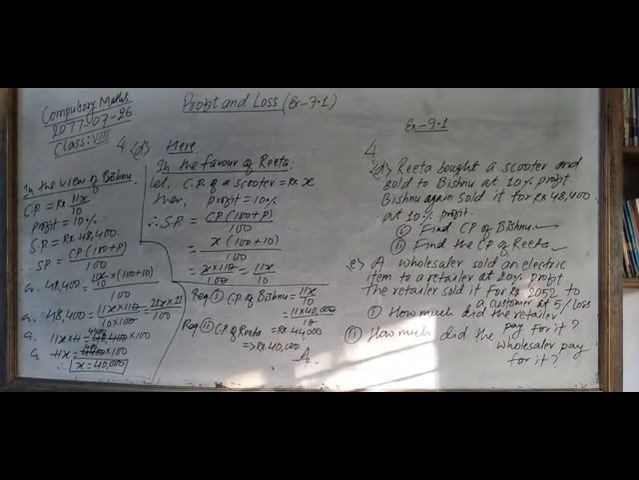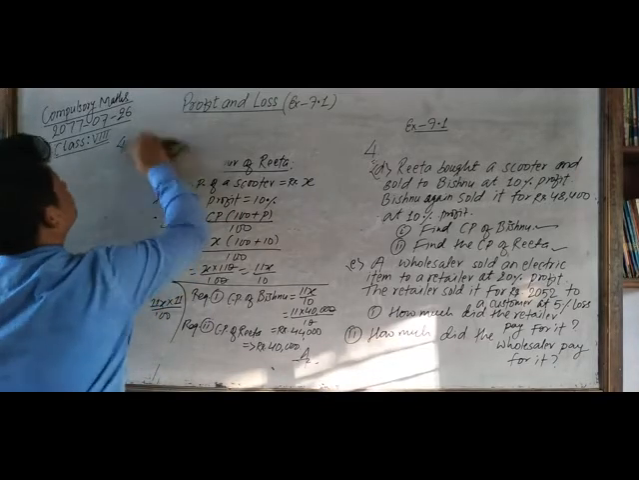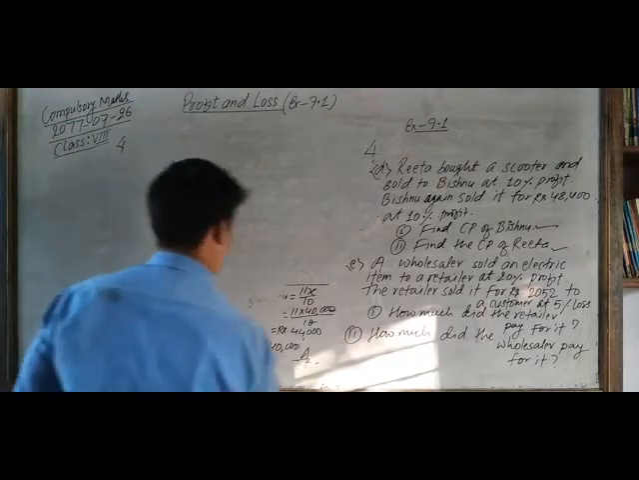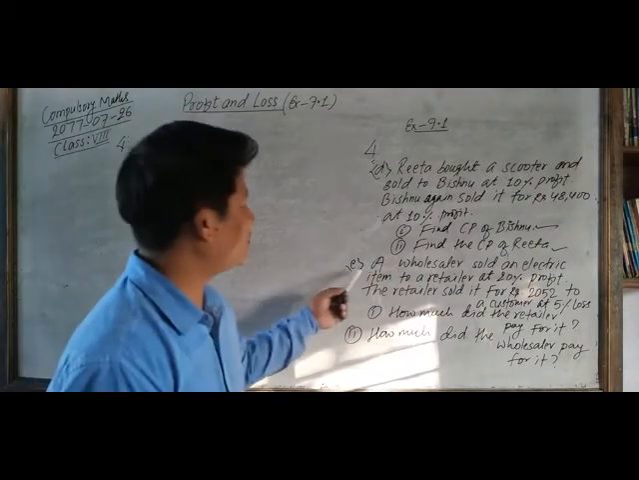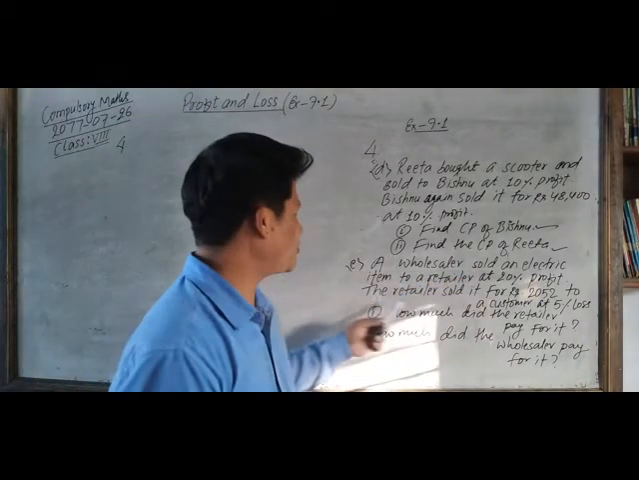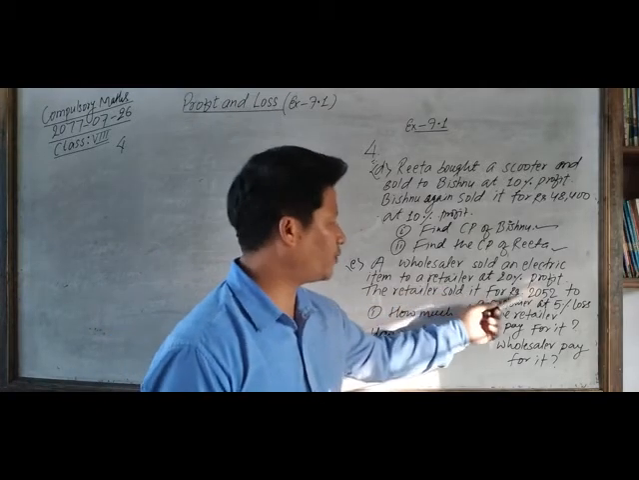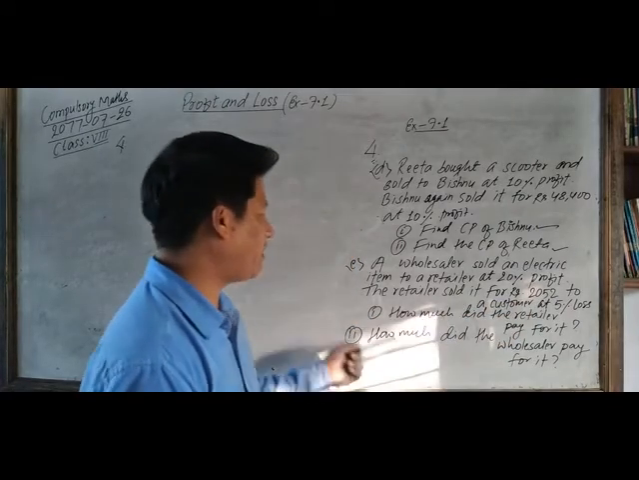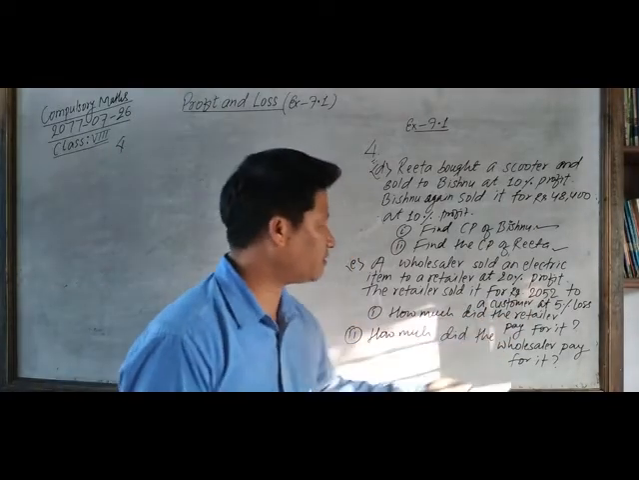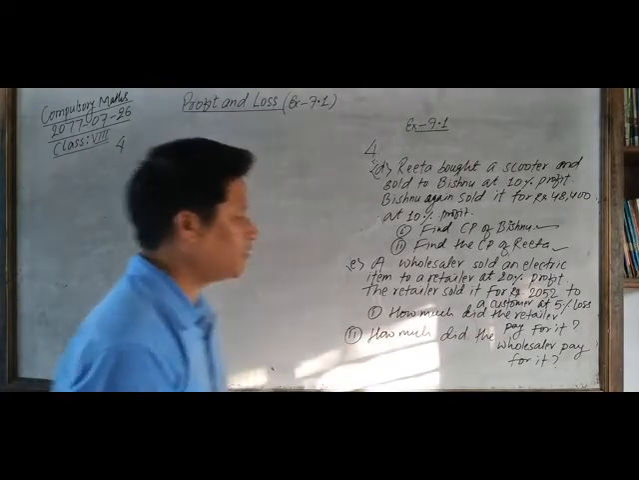Dear students, take this insert. I'm going to solve the next question, question number 4E. A wholesaler sold an electric item to a retailer at 20% profit. The retailer sold it for rupees 2052 to a customer at 5% loss. How much did the retailer pay for it, and how much did the wholesaler pay for it?